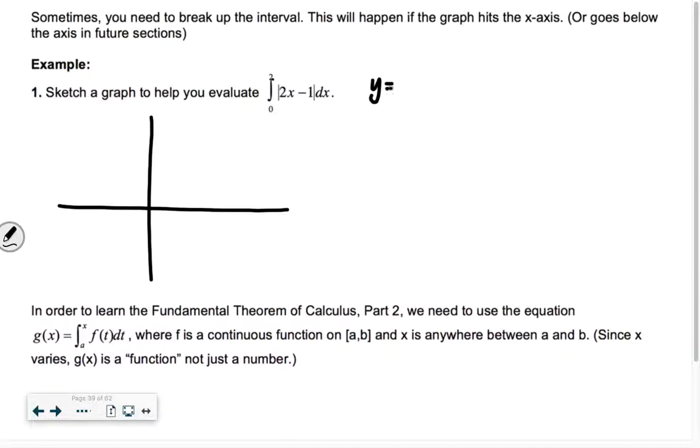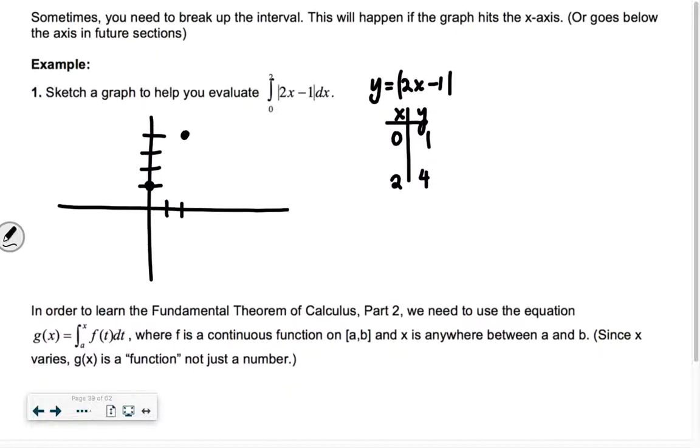So think about if you have y equals absolute value of 2x minus 1, and I'm going from 0 to 2. Let's find the heights at 0 and 2. So the height at 0 would be 2 times 0 minus 1. Absolute value is 1, so I get 1. If I plug in 2, I get 4 minus 1, which is 3. Absolute value is still 3. So at 0, I'm at a height of 1. At 2, I'm at a height of 3. Like that. And it's a V shape, right?